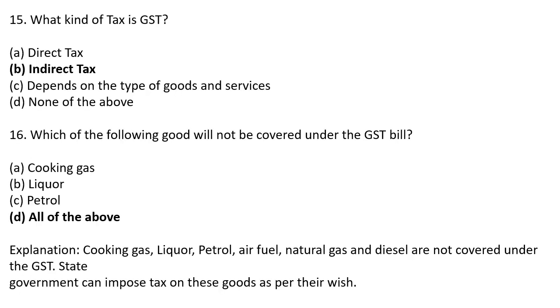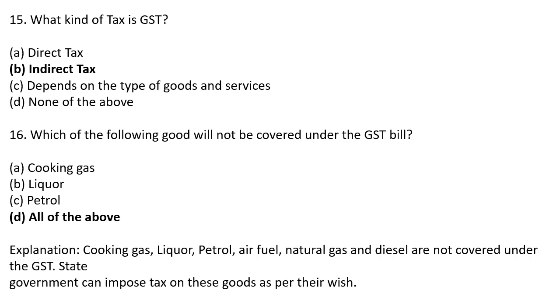What kind of tax is GST? Option A, direct tax. Option B, indirect tax. Option C, depends on the type of good or service. Option D, none of the above. So the correct answer is, as we all know, GST is an indirect tax. So the correct answer is option B, indirect tax.